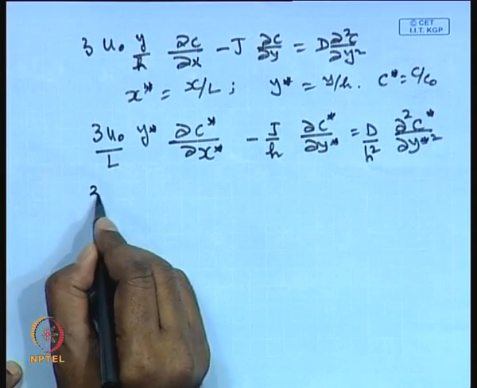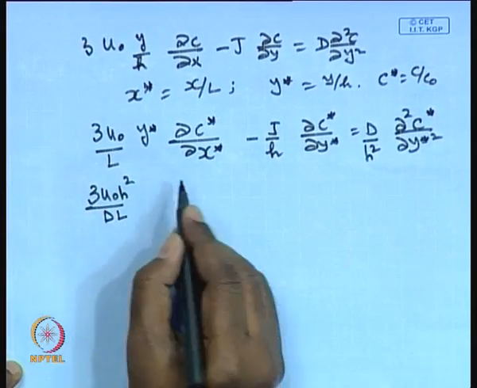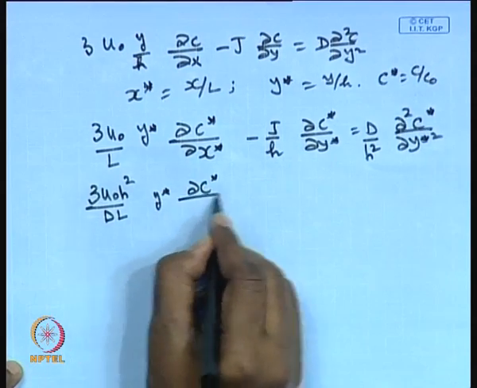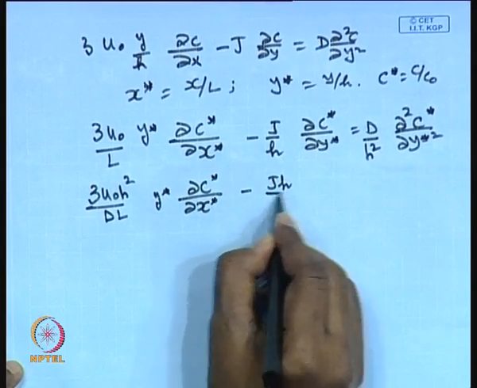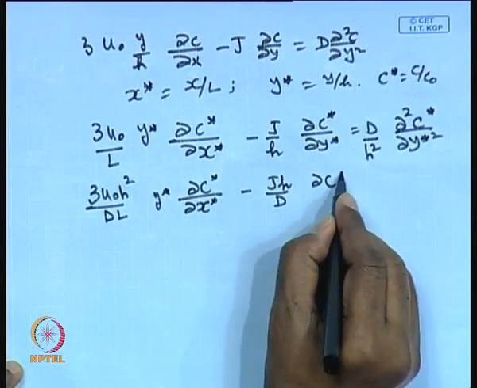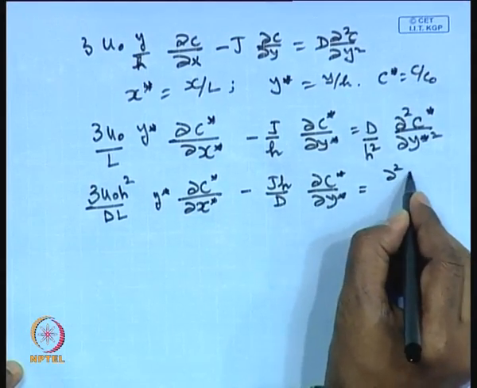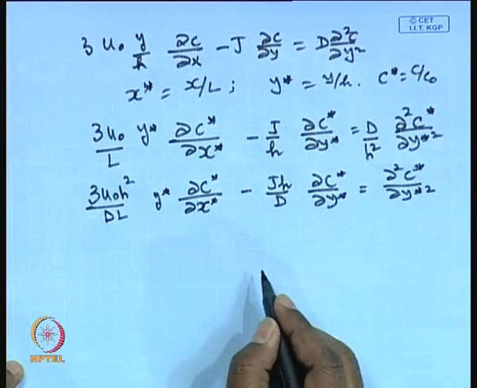So what you get is 3 u 0 h square by D L, y star del c star del x star, minus j h over D del c star del y star, is equal to del square c star del y star square.